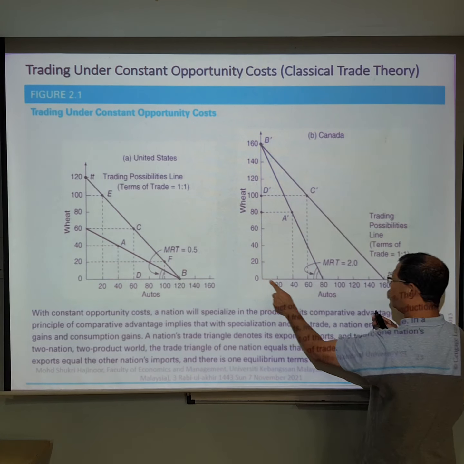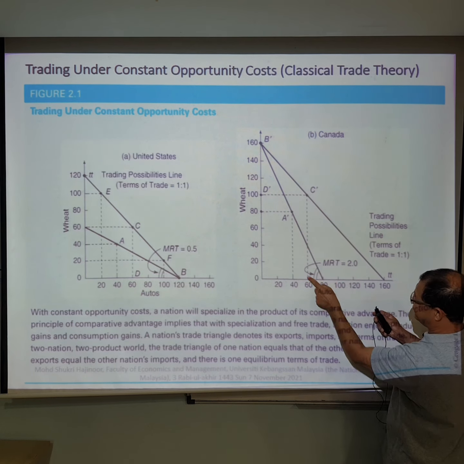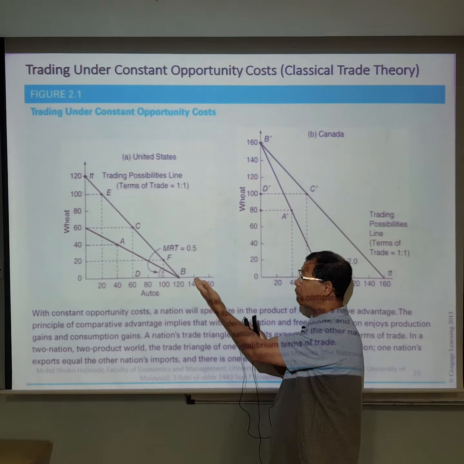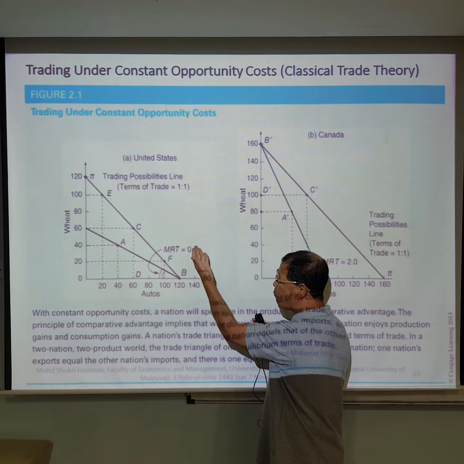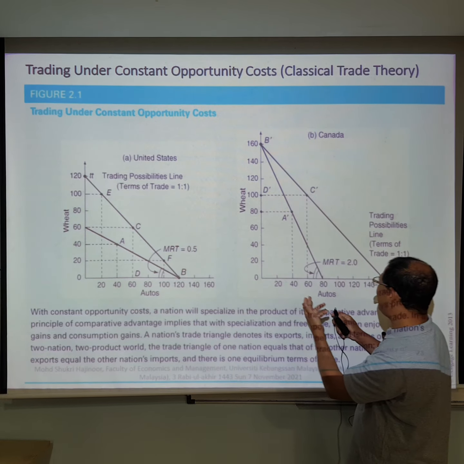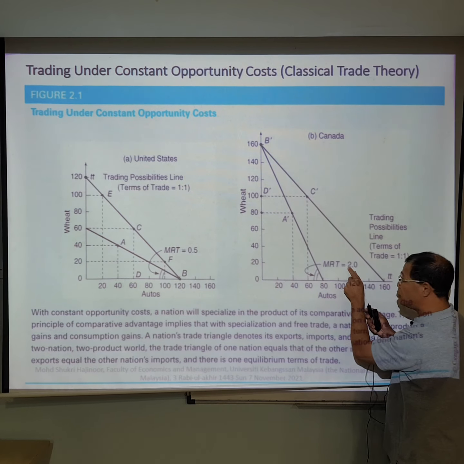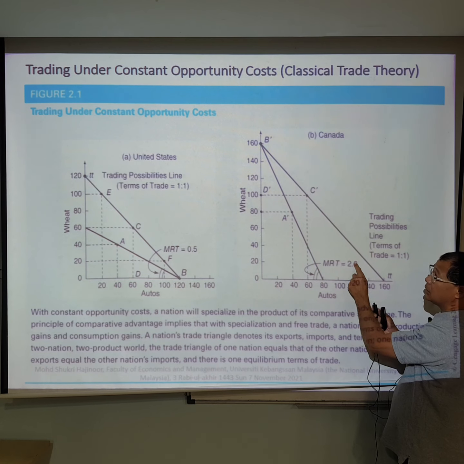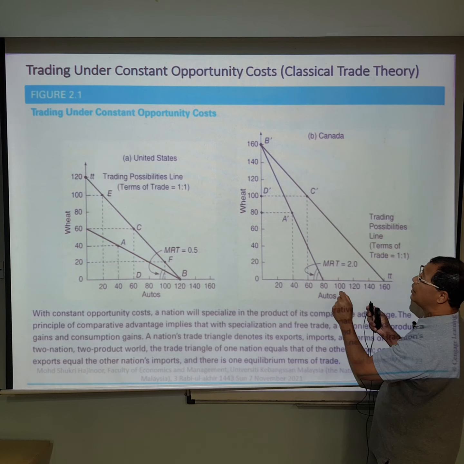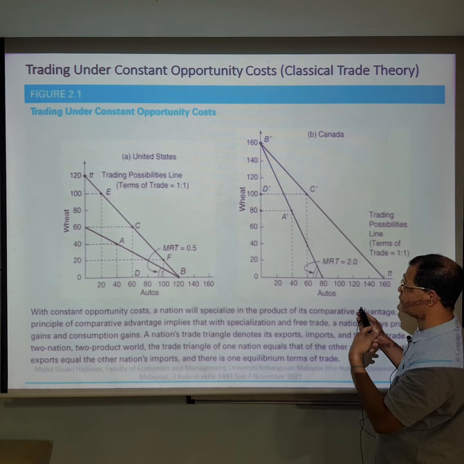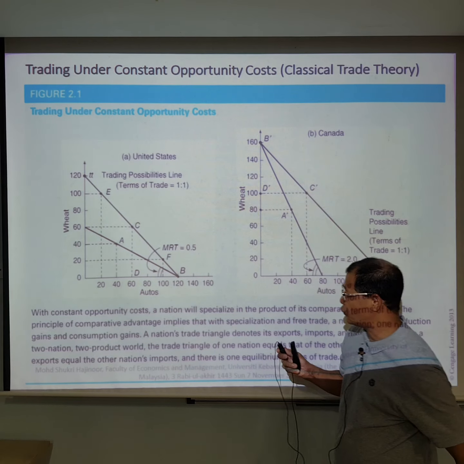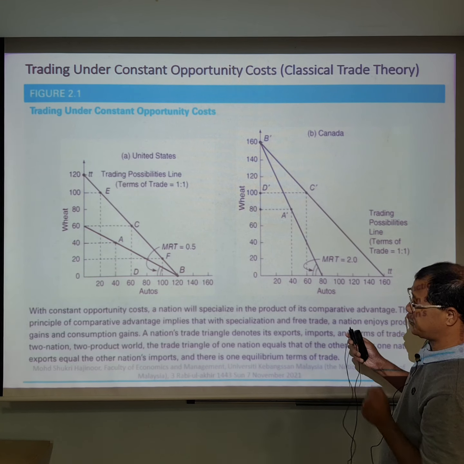160 over 80. Of course, this is the rate. 2. So you can see already, MRT is 0.5, very low opportunity cost in production of auto in America, compared with 2, which is higher. The opportunity cost of producing auto in Canada is higher. So that's why Canada specializes in wheat, United States specializes in auto. So now they trade with each other.